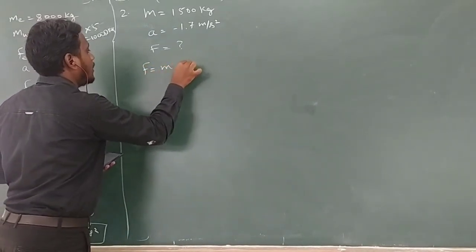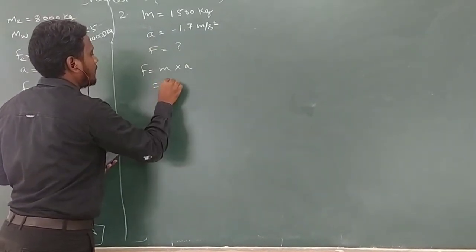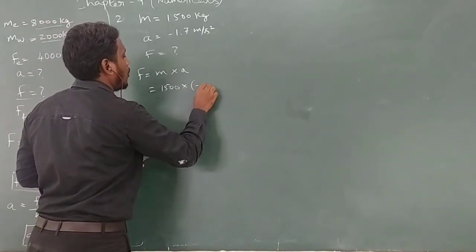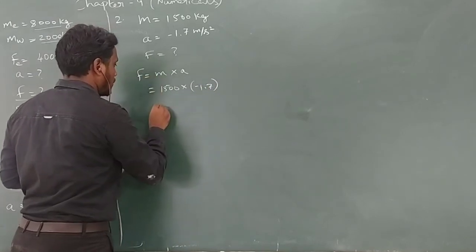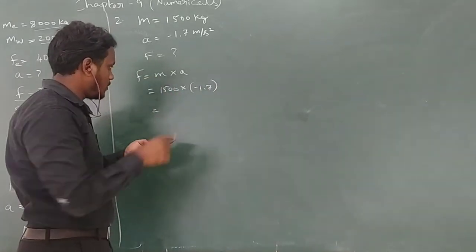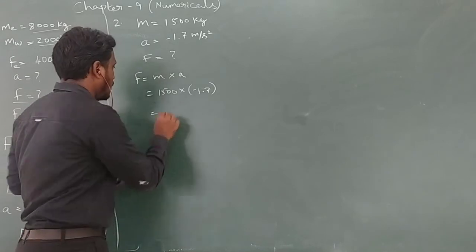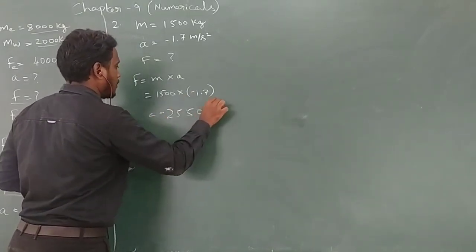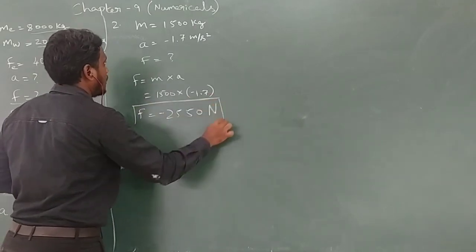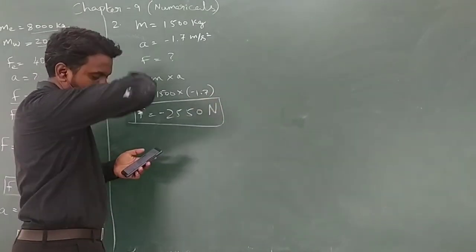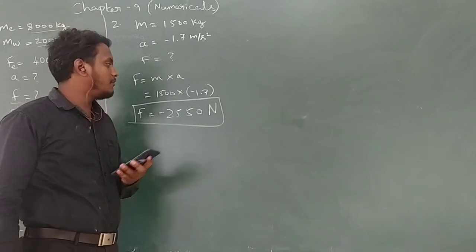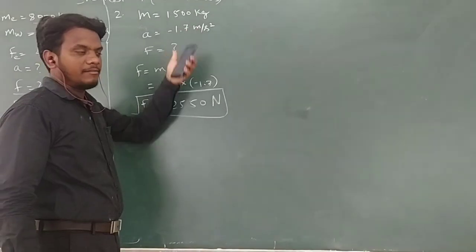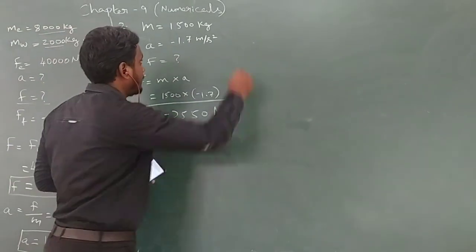F equals m into a. The mass is 1500, the acceleration is minus 1.7. So 17 into 15, then add 2 zeros and move 1 decimal to the left. You get an answer of 2550, with a negative symbol. Why is it negative? Because this is the force required to stop the automobile with a retardation. Retardation is negative, so the force is also negative. Simple, right?